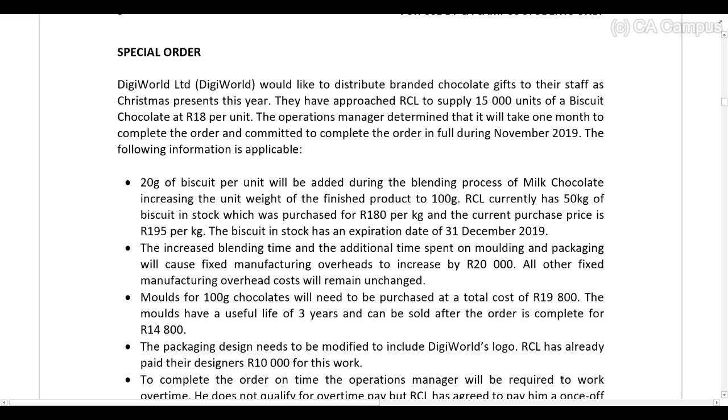Then on the next page, we are given information relating to a special order. DigiWorld Limited, or DigiWorld, would like to distribute branded chocolate gifts to their staff as Christmas presents this year. They have approached RCL to supply 15,000 units of a biscuit chocolate at 18 Rand per unit. The operations manager determined that it will take 1 month to complete the order and committed to complete the order in full during November 2019. The following information is applicable.